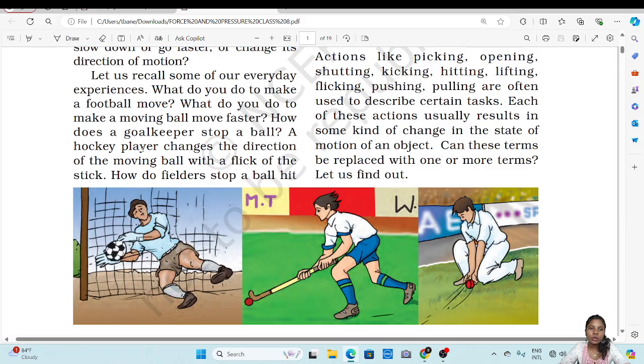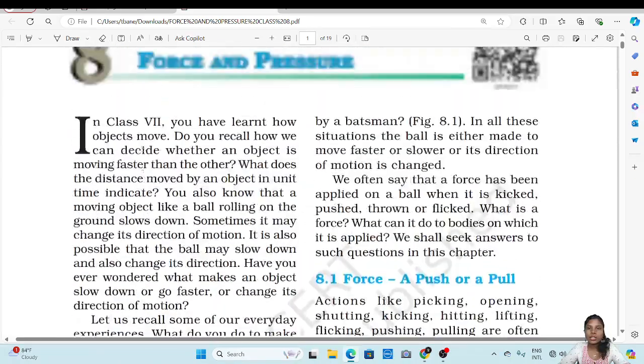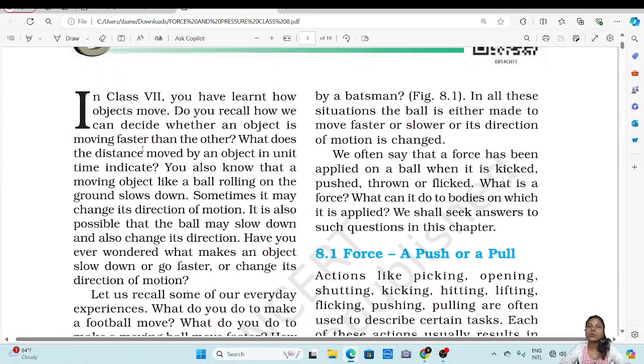How do fielders stop a ball hit by a batsman? They stop it with their hands. They apply some force to stop the ball. So in all these situations, the ball is either made to move faster or slower, or its direction of motion is changed.